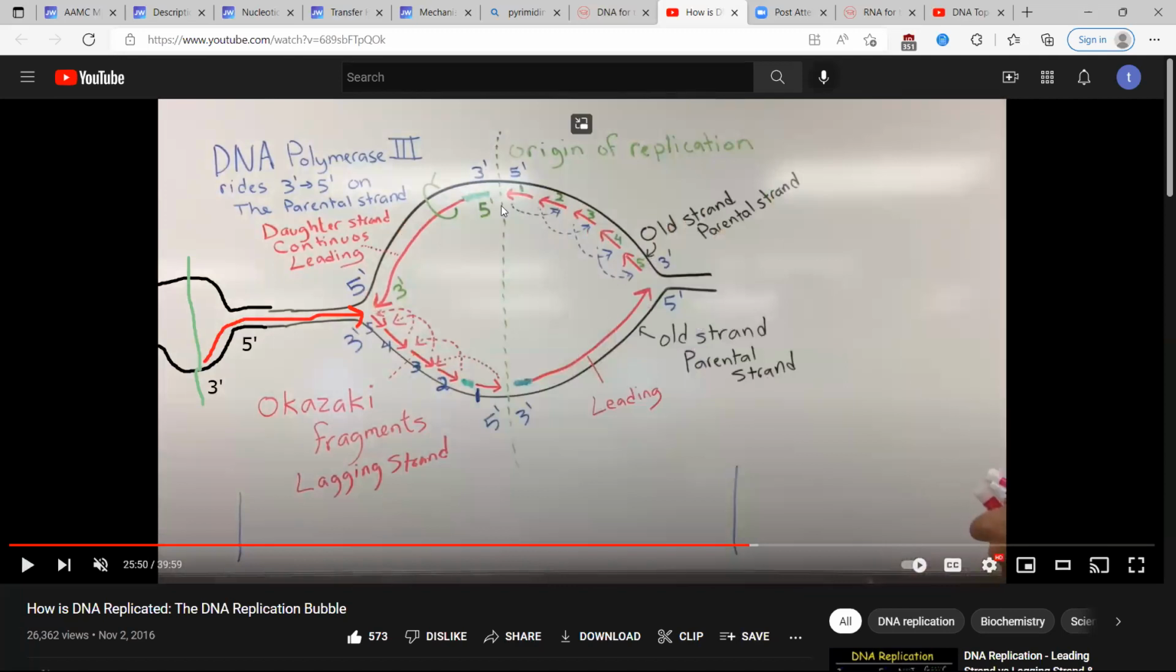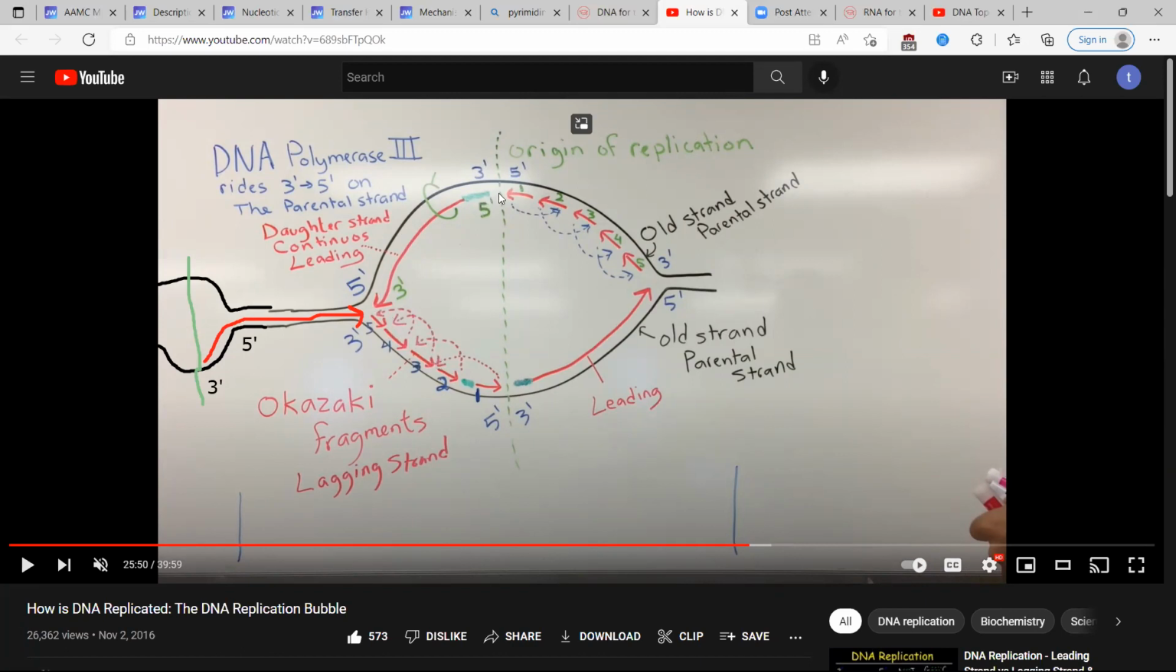So we see that the parental strand, the one where the DNA polymerase is just reading 3 to 5 and building continuously, has no fragments, right? But here he can only read 3 to 5 a little bit at a time before he needs to go back. Okay, I read 3 to 5. I hit the next strand, so I need to go back. Read 3 to 5. Oh, I hit the next strand, go back.